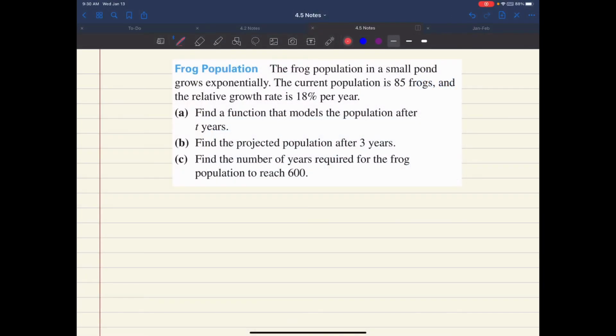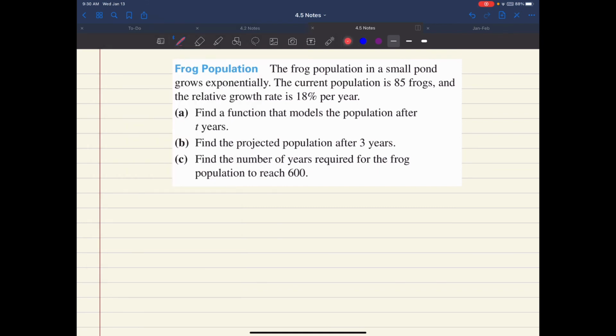Okay, so this will be the last example. This one is pulled from the problem set. Just thought I'd work through one of those as well. So it says the frog population in a small pond grows exponentially. The current population is 85 frogs, and the relative growth rate is 18% per year. Find a function that models the population after T years.